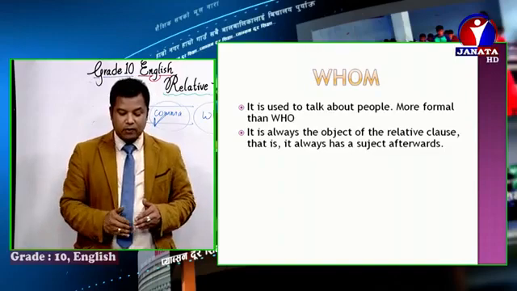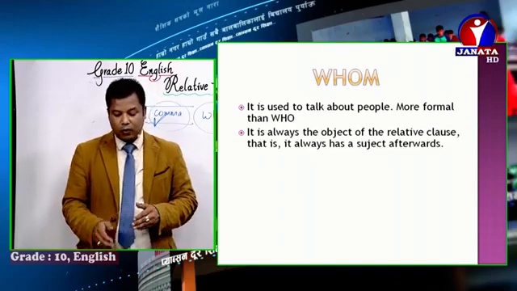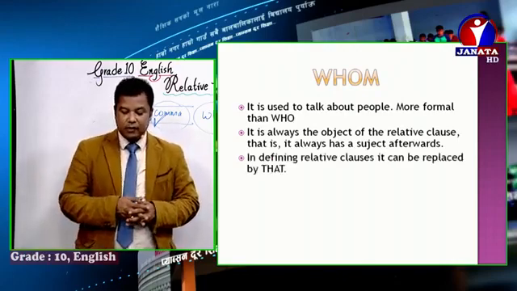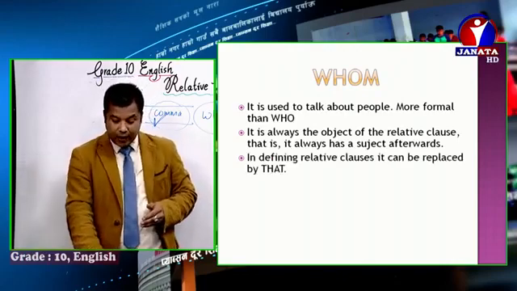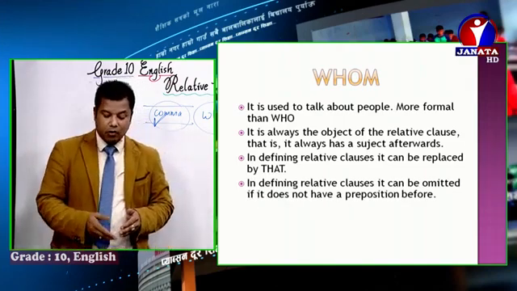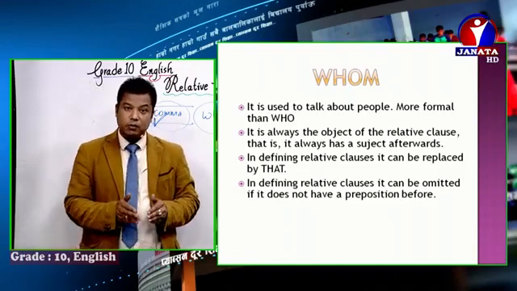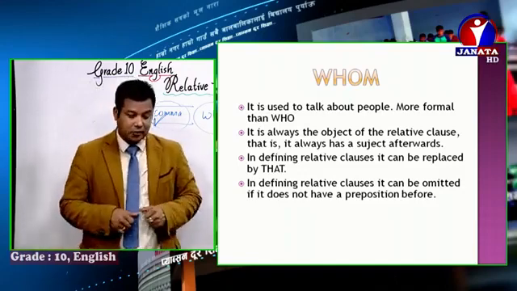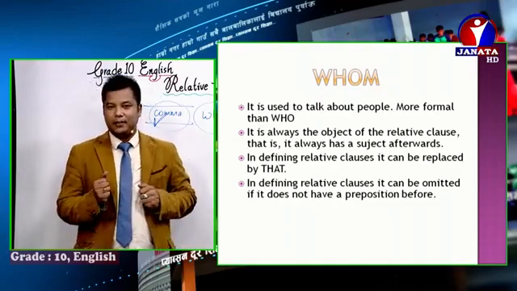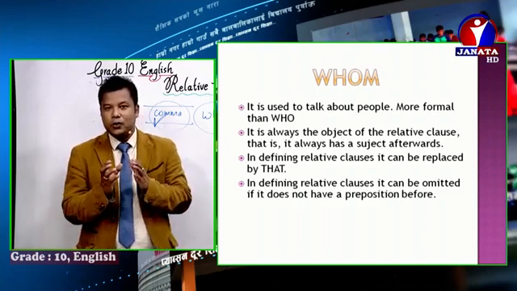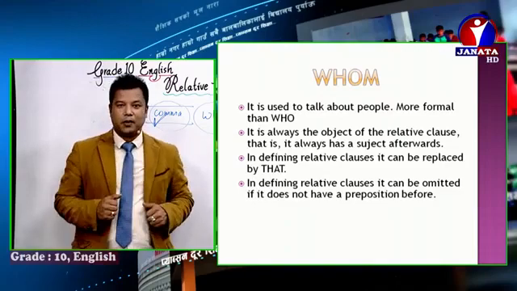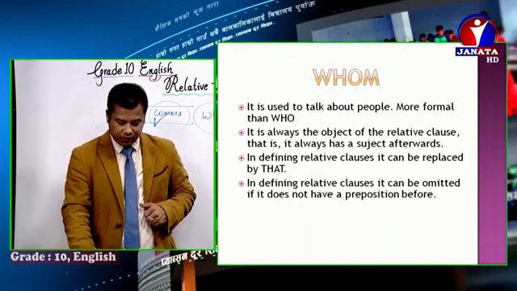Whom is the object of the relative clause, that is, it always has a subject after it. So in a defining relative clause, it can be replaced by that. And in defining relative clauses, it can be omitted if it does not have a preposition before it. Now with this, there is a little complex structure that we are going to talk about. What is the preposition doing here? How do we use prepositions in relative clauses with relative pronouns? We are coming on to that.